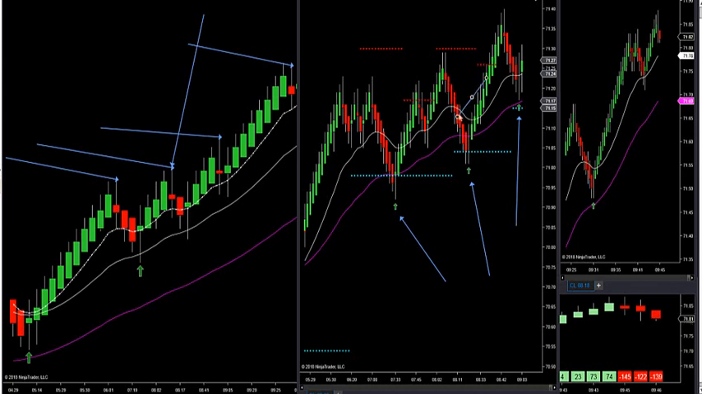Here we go. We're pulling back, pulling back. I know my symmetry dots are down there. Watch for the arrow to fire. It's a lot of break in your bar. It can't close the body of the candle below. It does not.